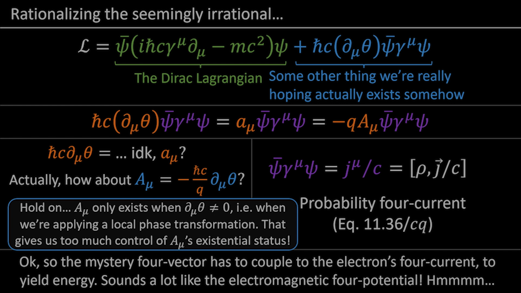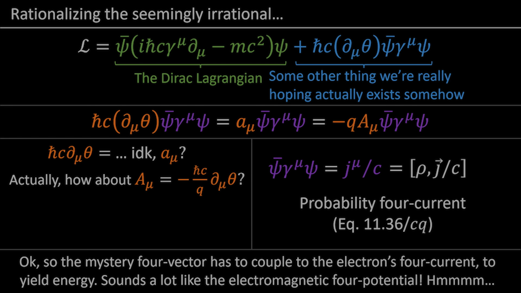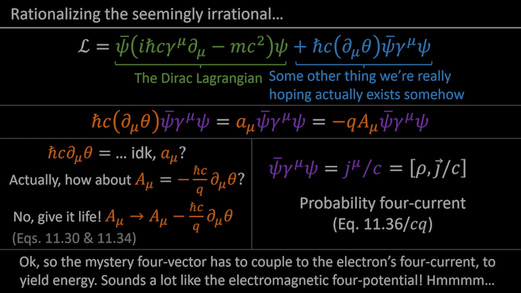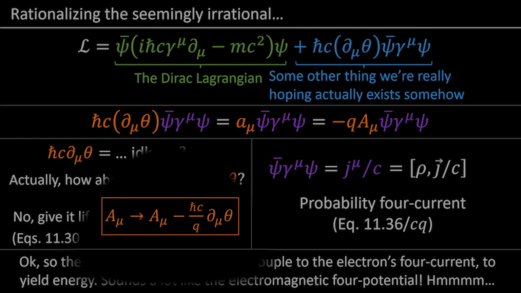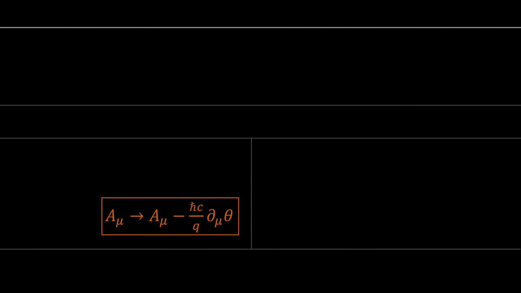Because you'll notice that as it's defined here, A is directly dependent on the four-gradient of theta. So if we don't apply a phase transformation, say theta is just 0, then A is 0. A goes away just because we didn't do a transformation. So the way we've defined it here, we have way too much control over the existential status of A, just based on whether or not we're actually messing around with theta. And so what we need to do instead is say, no, A is not defined in terms of the four-gradient of theta. A is whatever A is, but it has the ability to be transformed by the addition of the four-gradient of any arbitrary theta field.